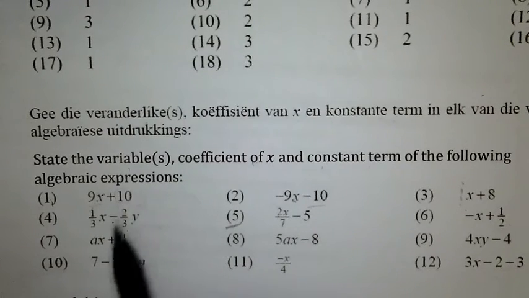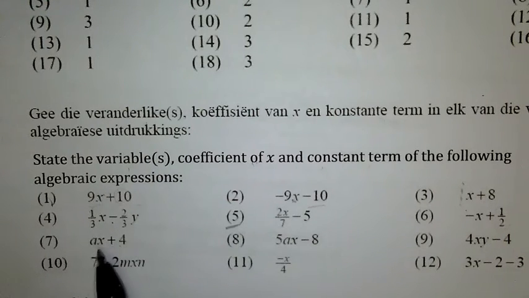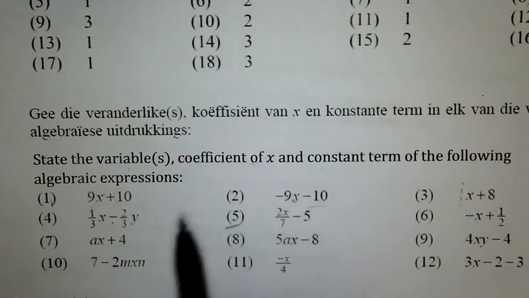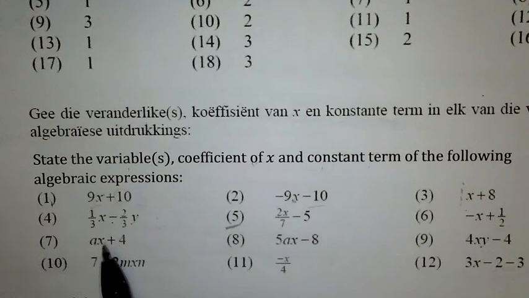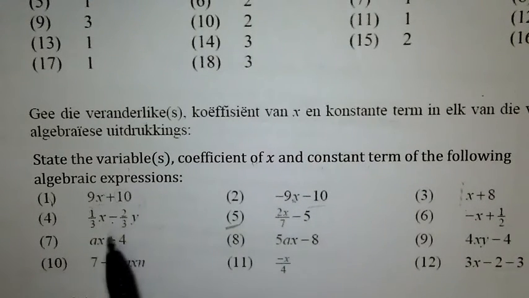Let's do number 7. What will be the variables there? Alphabet letters. It's a and x. What is the coefficient of my x? So that's my x. What is in front of my x? It's a. Constant term, that's the value on its own, so that's the 4.